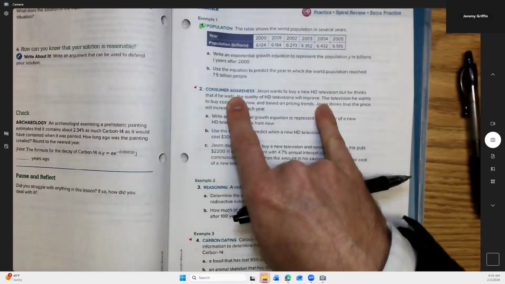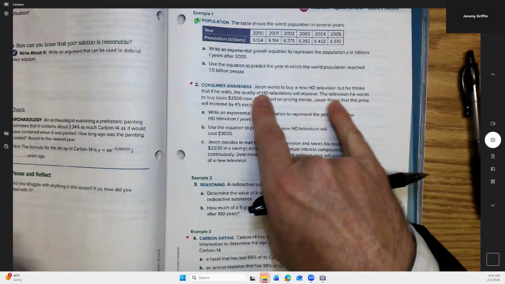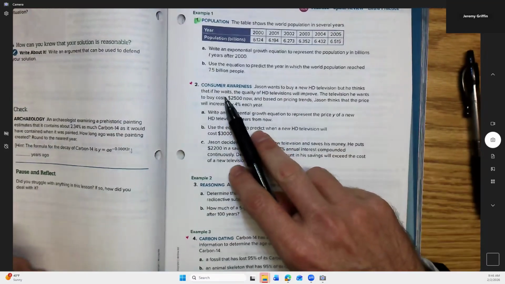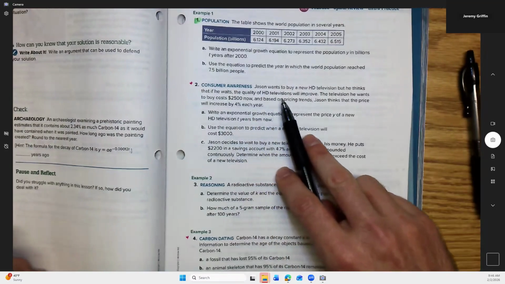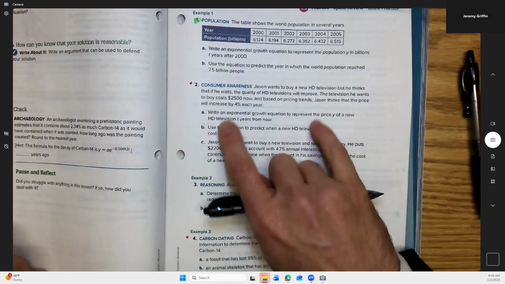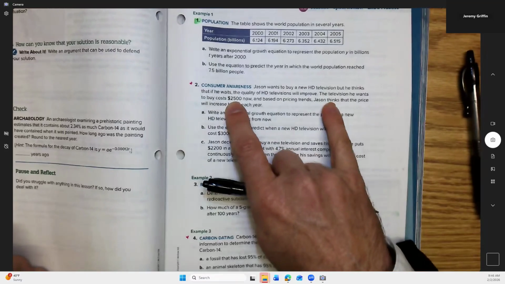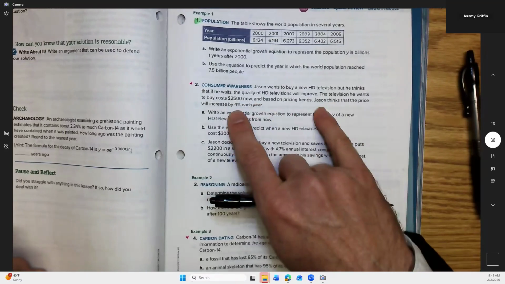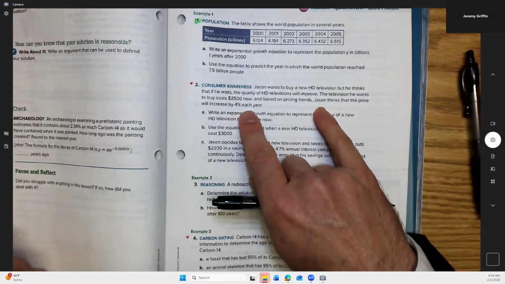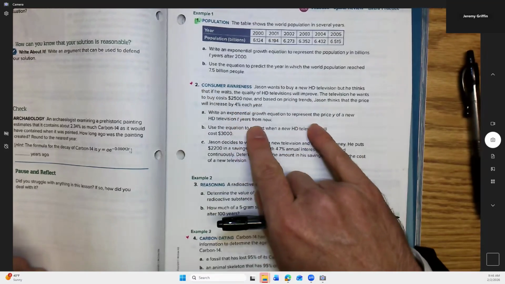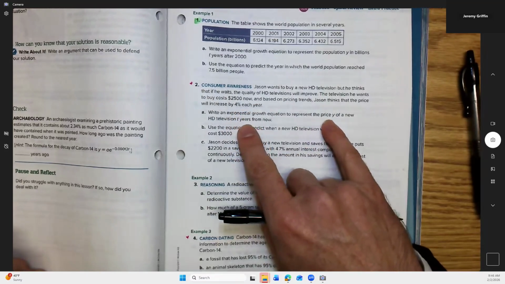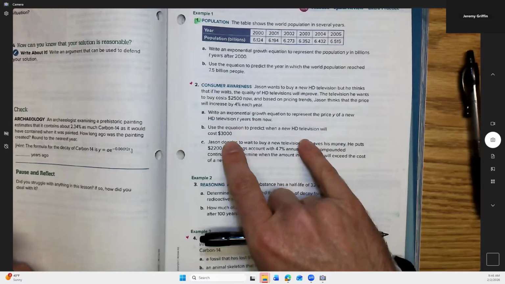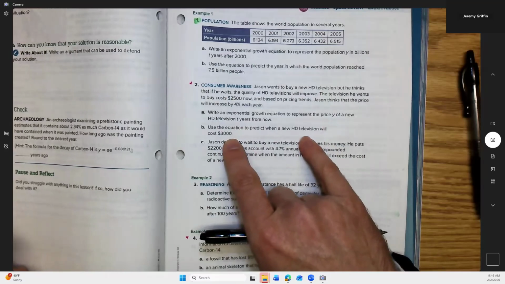Let's do number 2 right out of the book here. Jason wants to buy a new HD television, but he thinks that if he waits, the quality of HD televisions will improve. The television he wants to buy costs $2,500 now, and based on pricing trends, he thinks that the price will increase by 4% each year. Write an exponential growth equation to write the price of a new HD television T years from now. Use the equation to predict when the price will be $3,000.